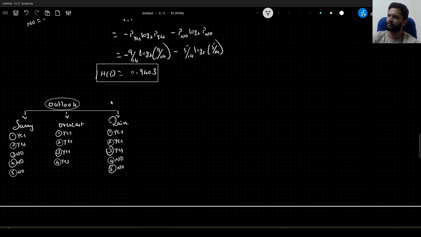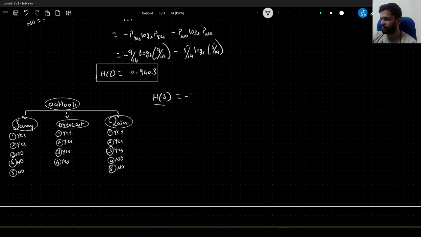So now what we will do, we have the parent entropy. Now we have to compute the entropy for these children: sunny, overcast and rain. Okay, now we will calculate those respective entropies. So let me say entropy for the data set where we have used sunny. So this will be minus probability of yes multiplied with log to the base 2 of probability of yes, minus probability of no multiplied with log to the base 2 of probability of no, right?